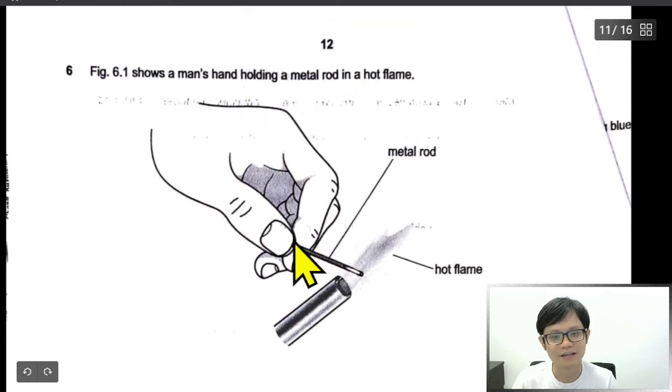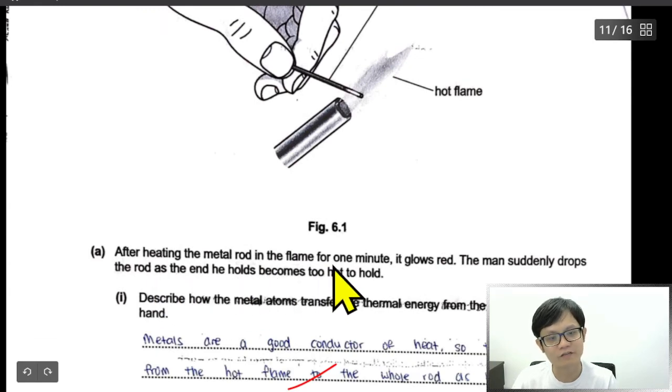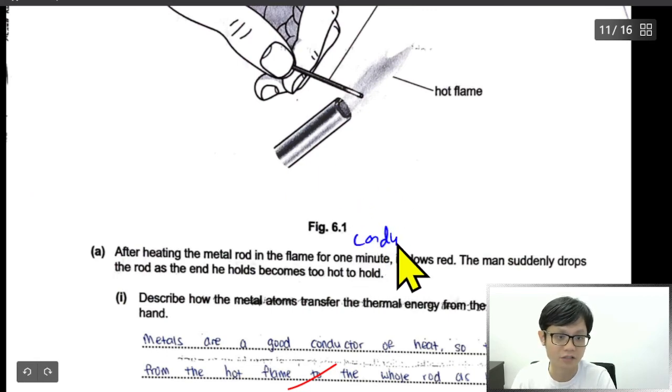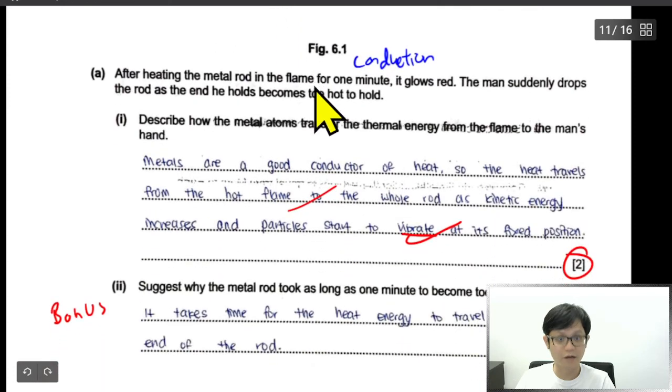Figure shows a man holding a metal rod in a hot flame. After heating the metal rod for 1 minute, it glows red. Makes sense. However, probably due to conduction, correct or not? Conduction of heat. The man suddenly dropped the rod because it's too hot. Due to conduction, the particles vibrate until the heat reaches the hand, and it's too hot, so you drop it. Metal is a good conductor. Heat travels from the flame, correct, because of the kinetic energy, and the particles vibrate.